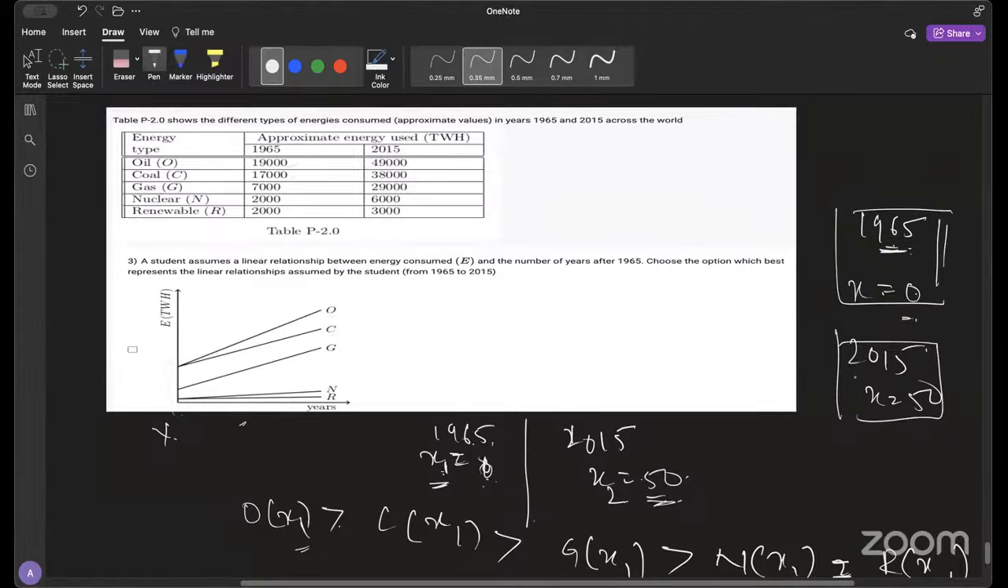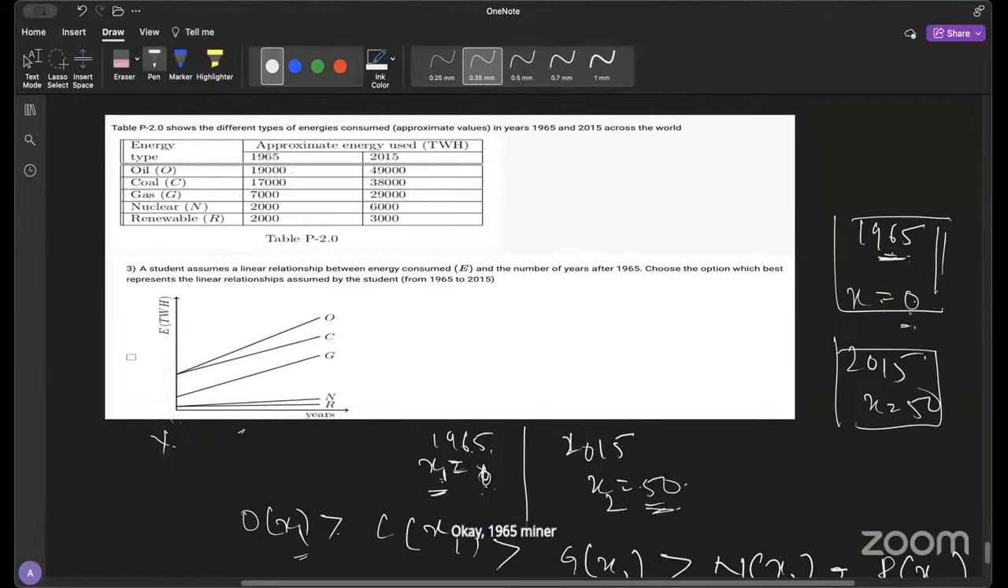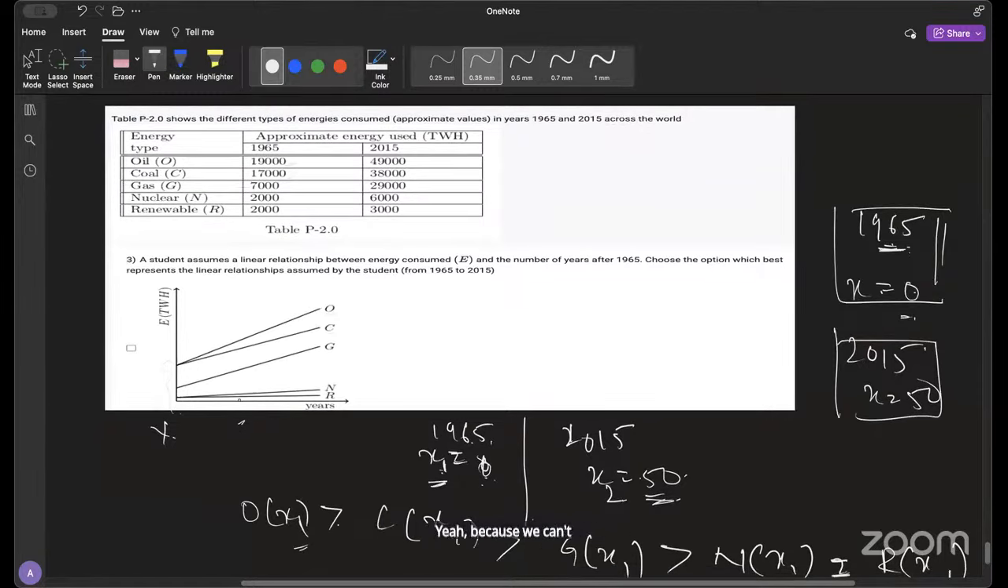Okay, ma'am, 2015 minus 1965. Because we can't have 1965, that will be way too much. So we've scaled it down, that's it. With a linear difference, we are assuming that as 50. 2015 minus 1965, so X is equal to 50. Okay. Yes.